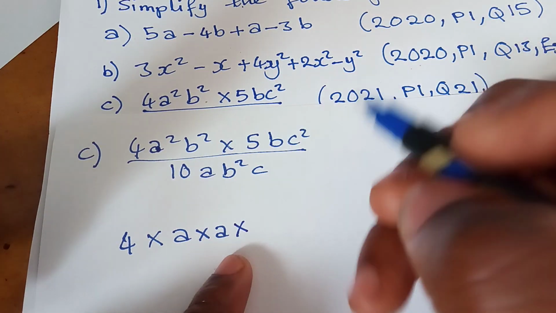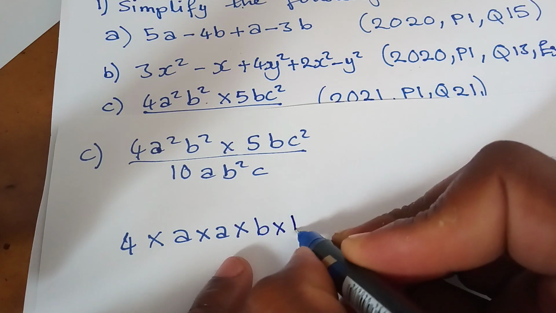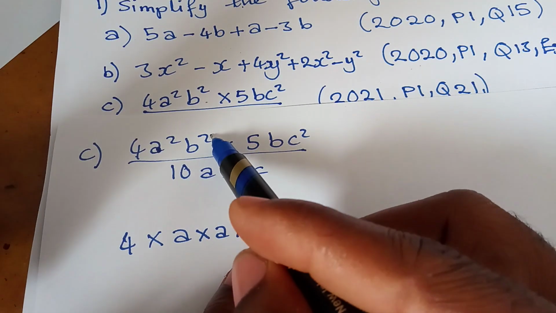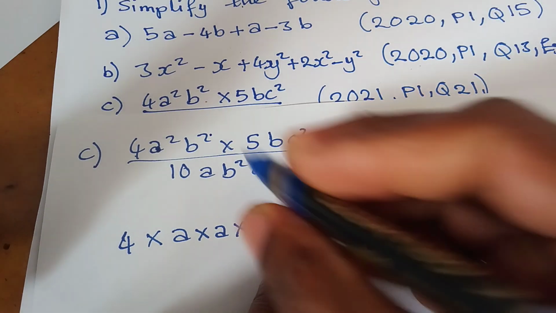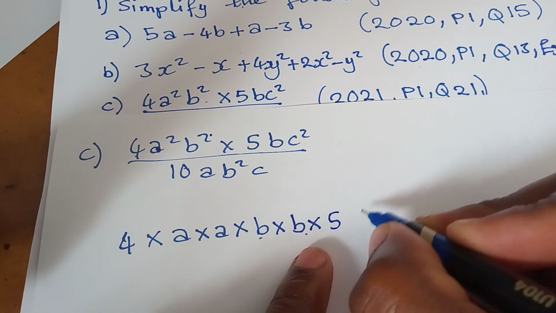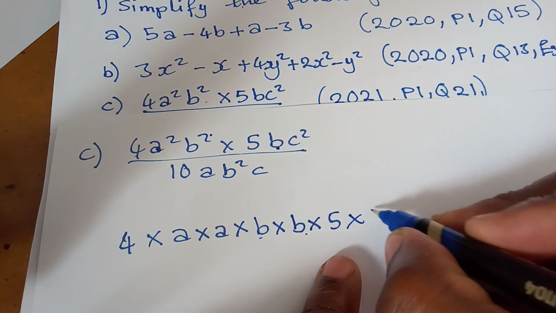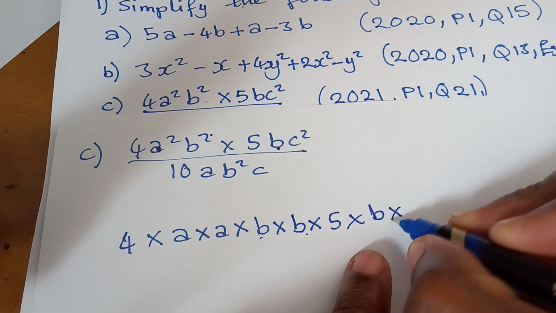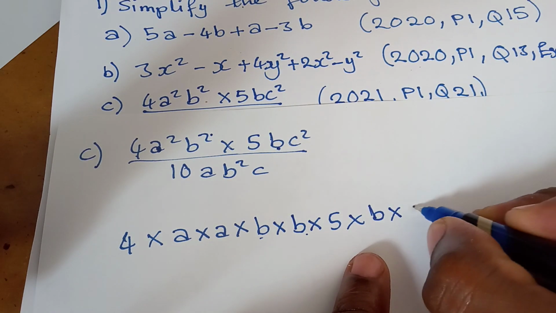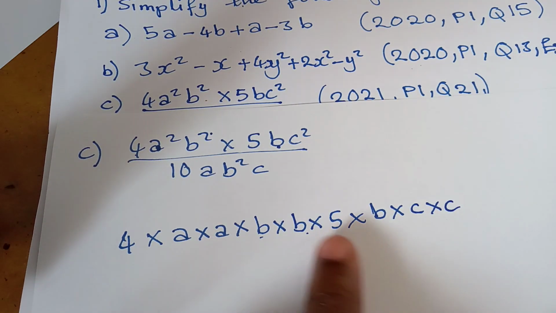B squared means b multiplied by b. How many times? 2 times. This is why I'm writing 2 of them. Then multiplied by 5. Then multiplied by b. We only have one b there, so you just write this. Then multiplied by c squared, which is c times c.